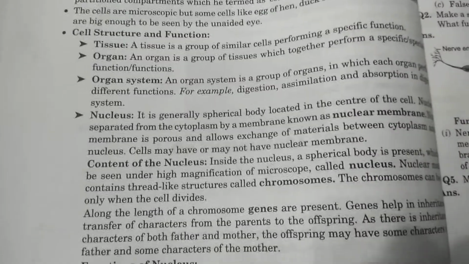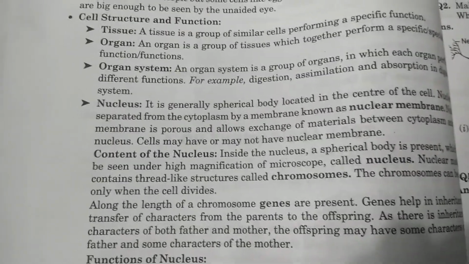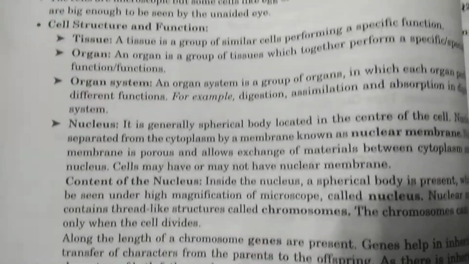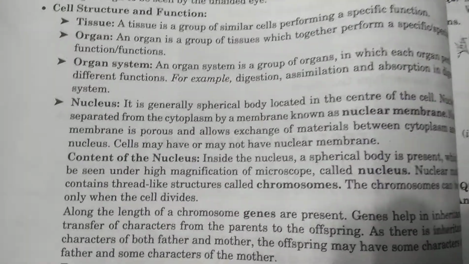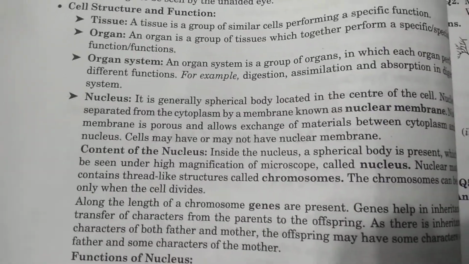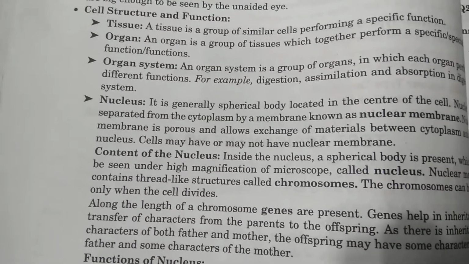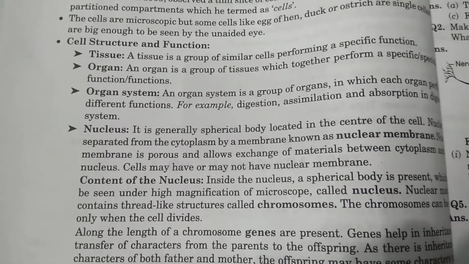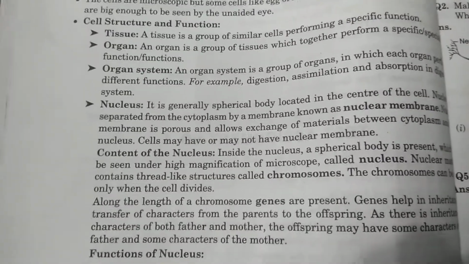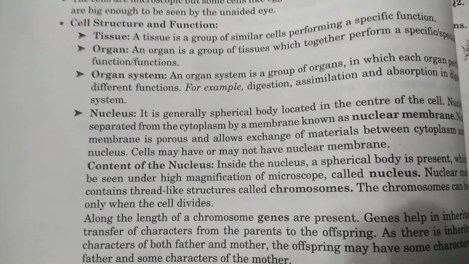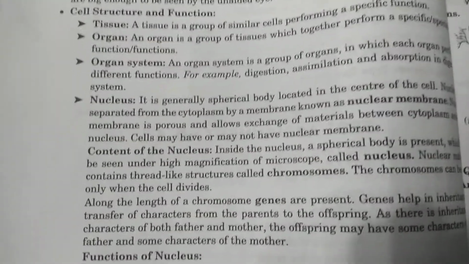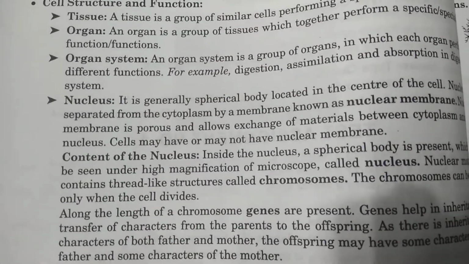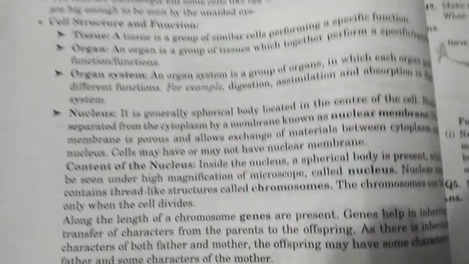Tissues. Many cells, I'll tell you in brief, come together to form a tissue. Tissues come together to form an organ. Organs come together to form an organ system. For example, take one simple example of your digestive system. Many cells come together to form tissues of the digestive system. Then many tissues come together and form the stomach, liver, intestine, all that. Then many organs come together to form the organ system, which is called the digestive system. This is just one example.